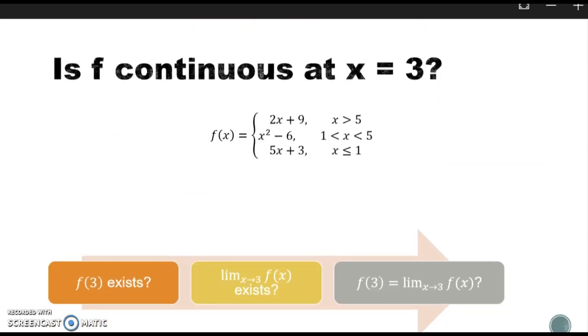I wanted to show you that it is possible for a function to be continuous, since both of the two values I pulled out were not continuous. So is this particular function continuous at x equals 3?